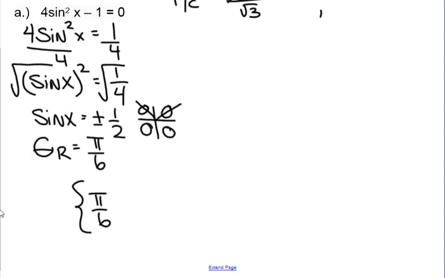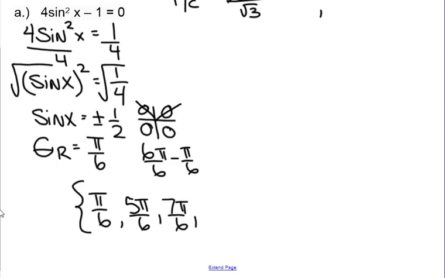My quadrant 2 would be 6 pi over 6, or pi, subtract pi over 6, so 5 pi over 6. I've got 6 pi over 6 plus pi over 6, so 7 pi over 6. And then our quadrant 4 would be 2 pi, which is 12 pi over 6, subtract pi over 6, which is 11 pi over 6.